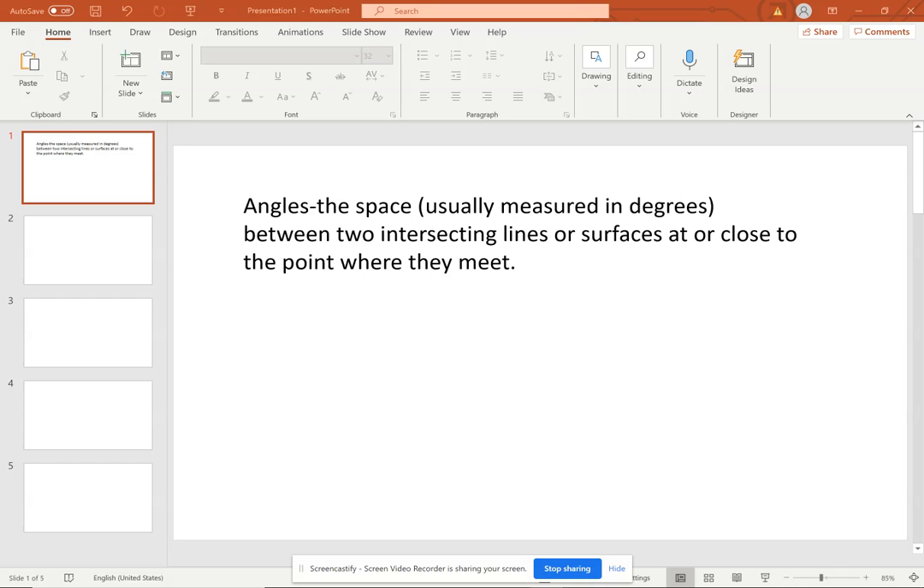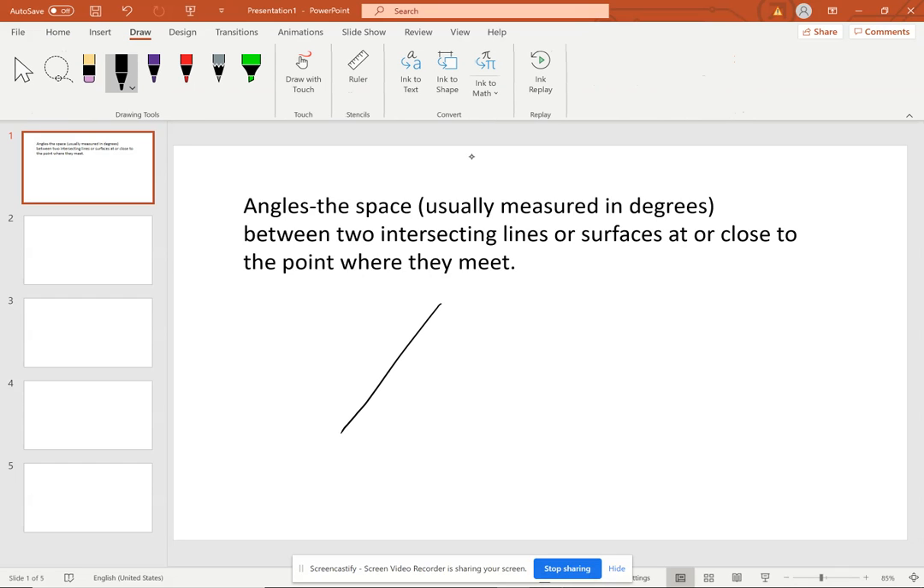So if you look at this drawing that I'm putting up right now, we have two lines that intersect, and an angle would be a measure of the space between the two lines close to the intersection point. All right, so in this case, measured in degrees, let's just come up with something. Let's say this is about 60 degrees. That would be the measure of the angle.